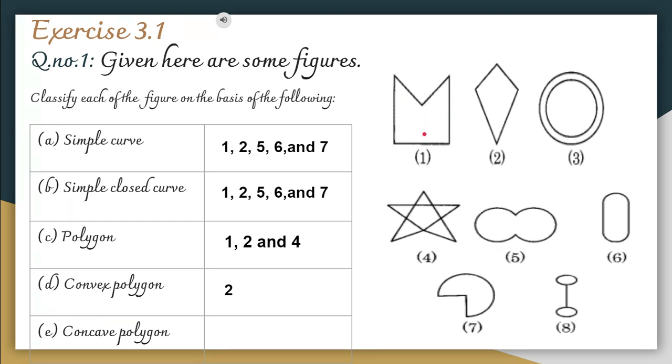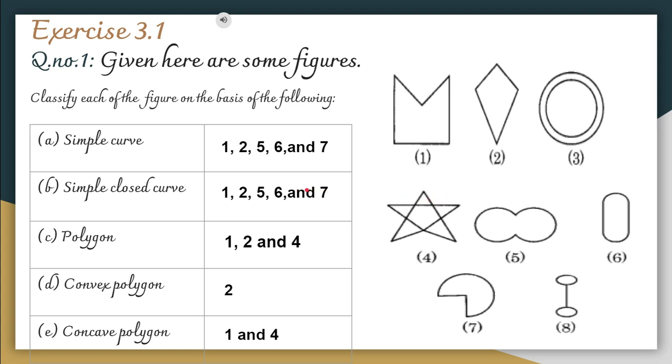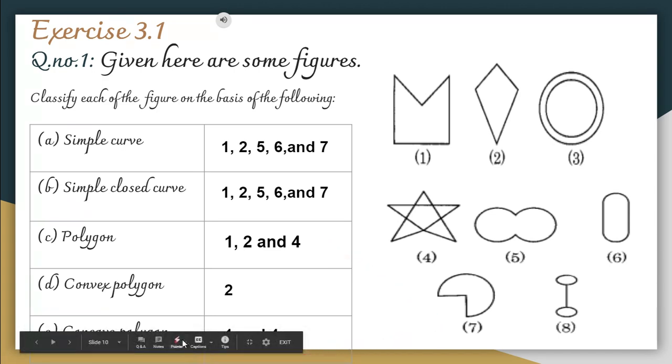Second, no. Third, no. Now fourth one, yes. Here the smaller angles are less than 180, but the interior angles inside, those are all more than 180 degrees. So it is a concave polygon. All others are no. So what is the answer? Figure 1 and figure 4 are concave polygons. Clear? Okay.